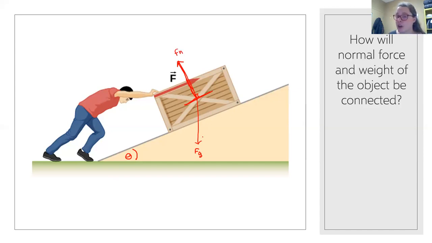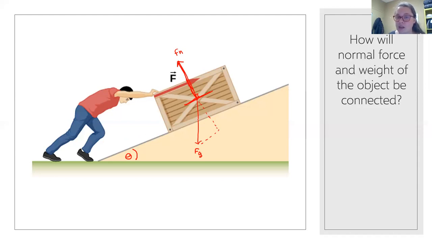You'll notice the force of gravity is not exactly opposite to the normal force. But if we were able to break gravity into components, we could have one portion of gravity holding this crate to the surface. We know that that happens. And the other portion of gravity is actually working towards pulling that crate down the surface.